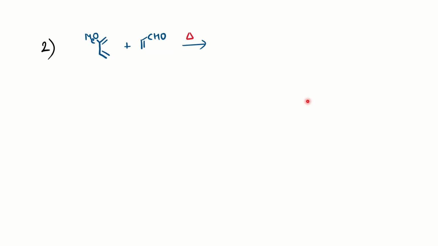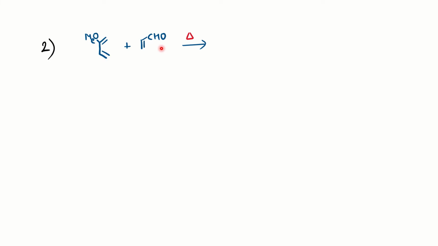So in this problem, you can notice we have again a diene and dienophile under thermal condition. So it is basically a 4+2 cycloaddition reaction. And now your diene is 2 substituted again with electron donating group, and your dienophile is with electron withdrawing group.